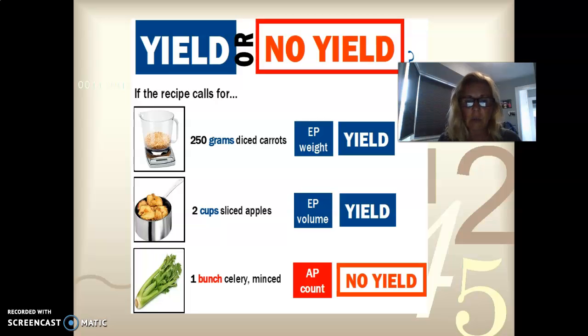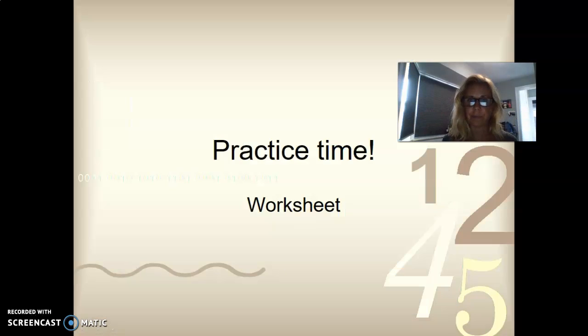But if I said to you, go to the store and get a bunch of celery and mince it, I know that you're going to not use parts of that and there's going to be some waste. So no yield is needed for that recipe in order to know how much to order. How much do you order if you need 1 bunch of celery? 1 bunch. So take some time out, do that worksheet to make sure that you have this down.